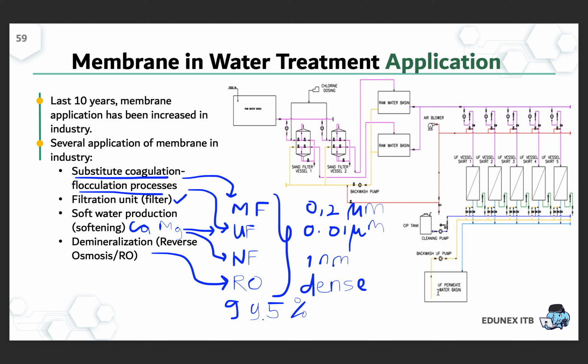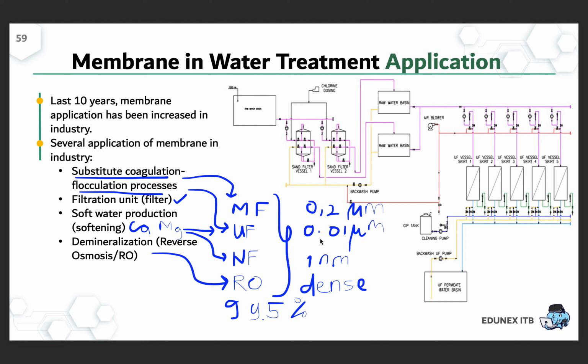The next one is membrane in water treatment. Membrane has been extensively used in water treatment. The most extensive ones, maybe you have ever heard about, are the ultrafiltration membrane and the reverse osmosis membrane. Those are the two most used membranes in water treatment. The ultrafiltration membrane is usually used to substitute the coagulation filtration process. So instead of doing coagulation, flocculation, and then clarification, we can just directly use ultrafiltration.